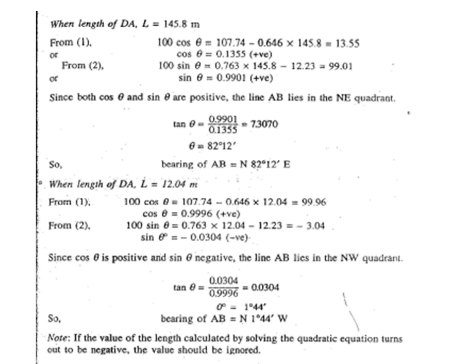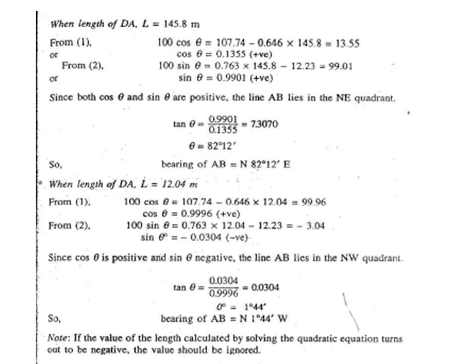We are going to calculate the theta value, that is the reduced bearing for line AB. So considering equation number 1 and substituting the value of L, we get cos theta equal to 0.1355. Similarly, considering equation number 2 and putting L as 145.8, we get sin theta as plus 0.9901. Since both cos theta and sin theta are positive, the line AB lies in the first quadrant, that is the northeast quadrant. Therefore tan theta equals sin theta upon cos theta, so the value of tan theta is 7.307. Therefore, the bearing of line AB is N 82 degrees 12 minutes E.